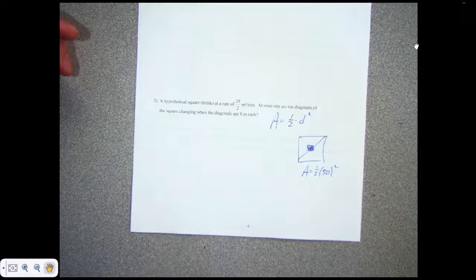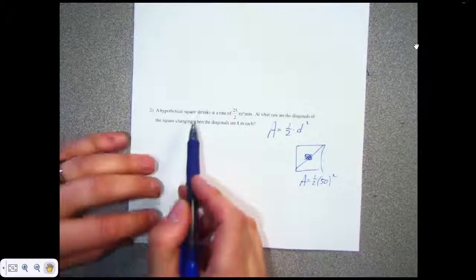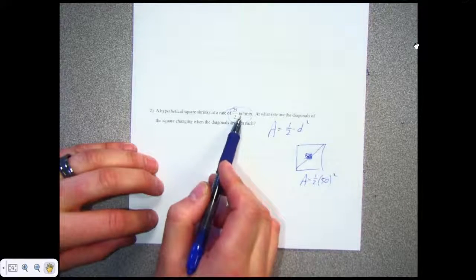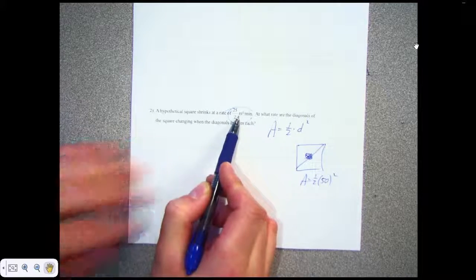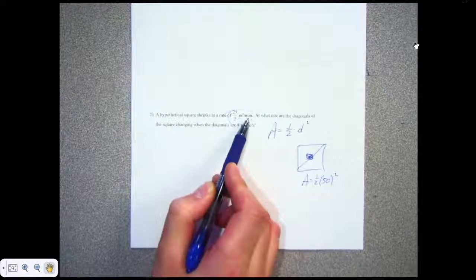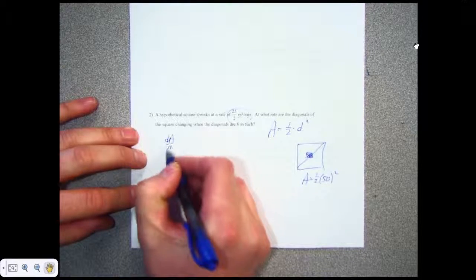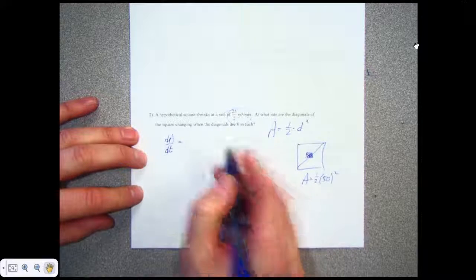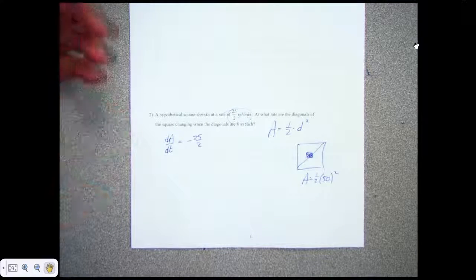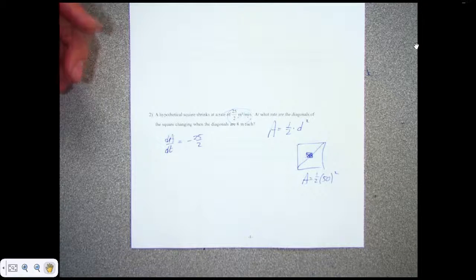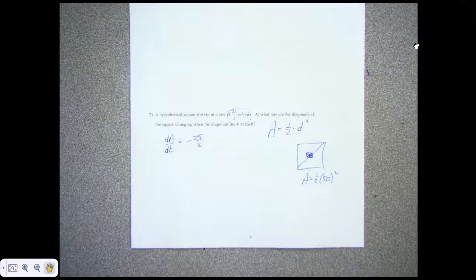What's happening? So if I'm reading through this, I'm going to first just start labeling things. So a square shrinks at a rate of meters squared per minute. That tells me 2 things. The meter squared tells me that this is area. And the per minute tells me what? That's a rate. So this is dA dt. That equals negative 25/2. Why is it negative? We're decreasing. So the area of this square is getting smaller as time passes.